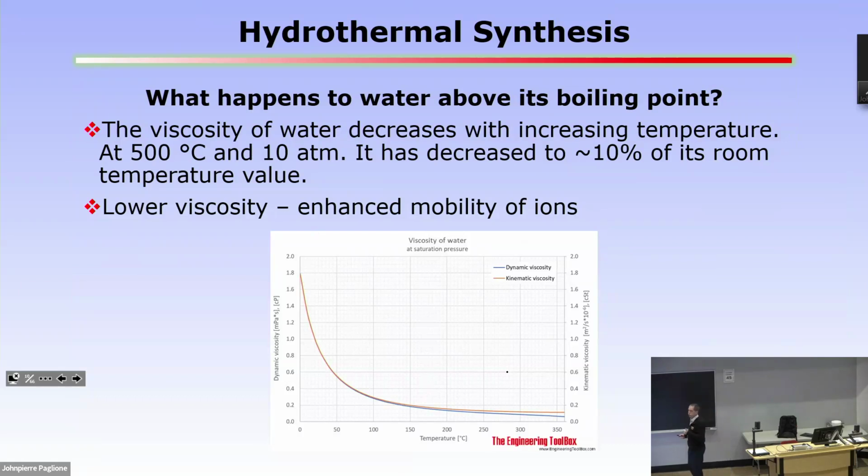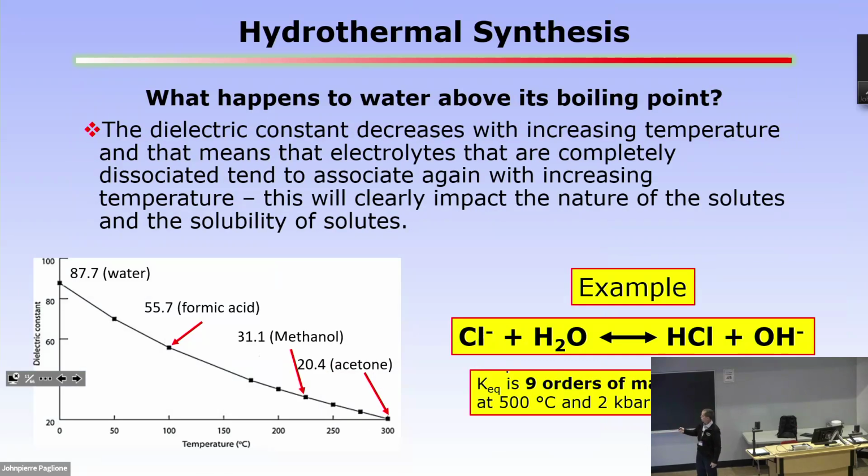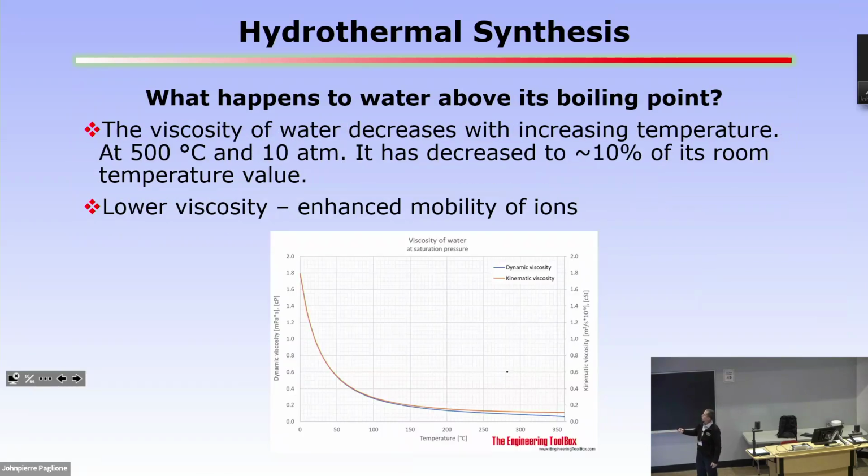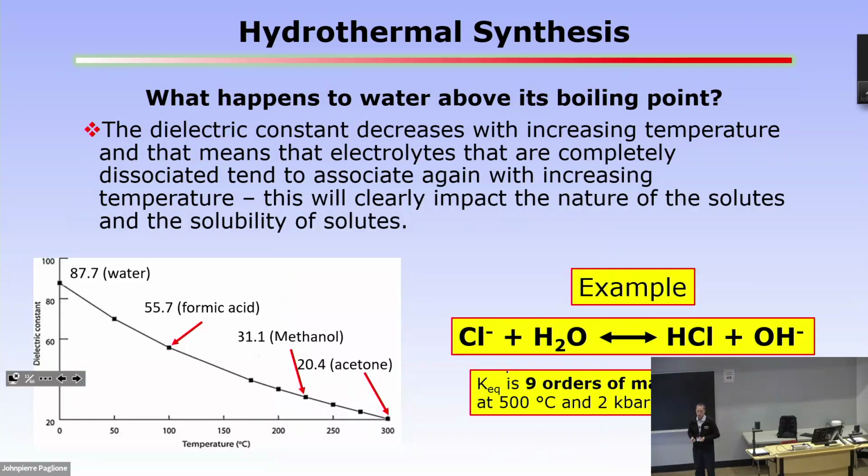So one thing to ask, since we're going to use hydrothermal synthesis, is what happens to water above the boiling point. One thing is the viscosity decreases, so things move more quickly. If you go to pretty extreme conditions, 500 degrees C and 10 atmospheres, your viscosity is 1/10 of that at room temperature. So the fluid changes quite a bit. You have enhanced mobility of ions that can help the reaction chemistry.